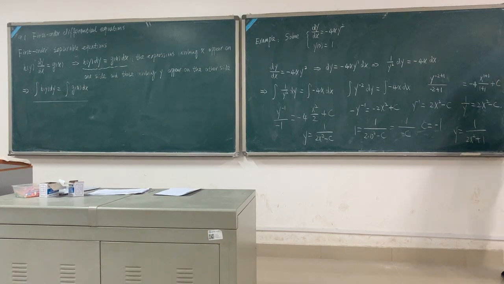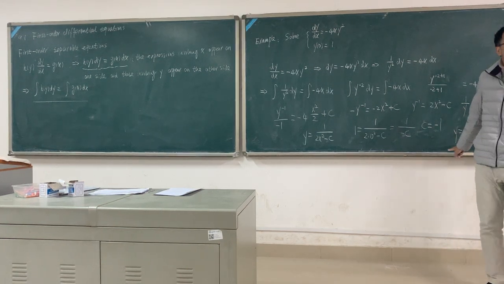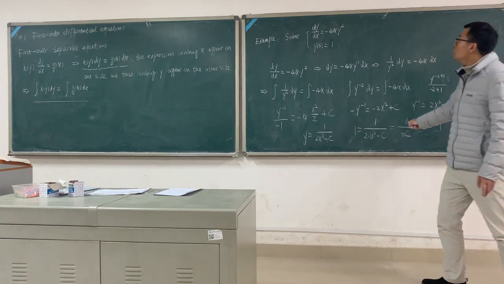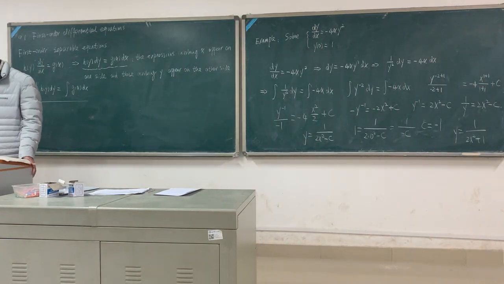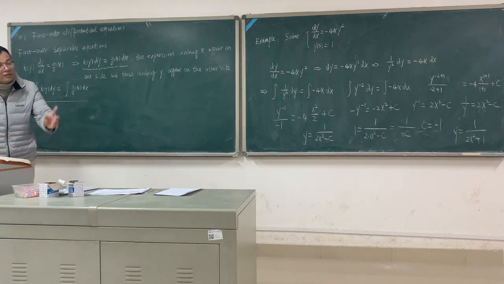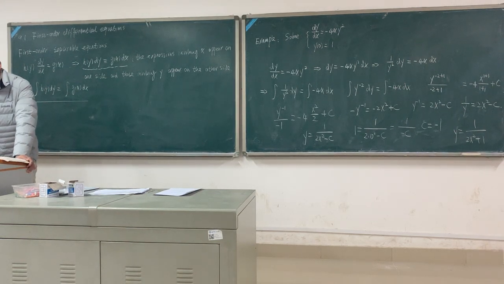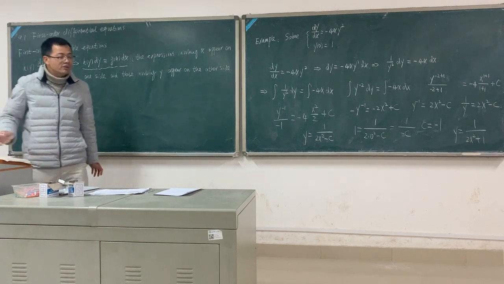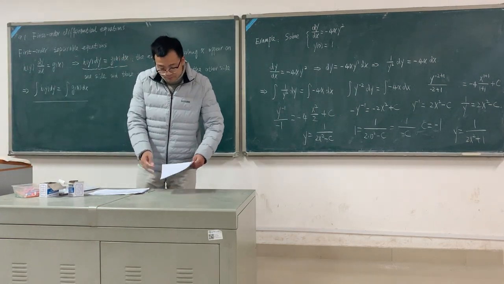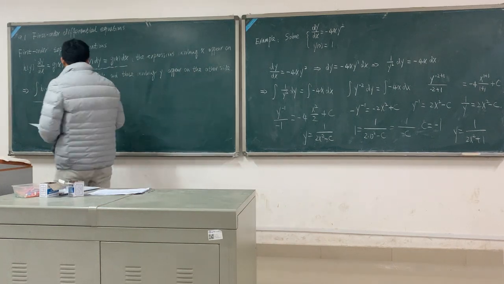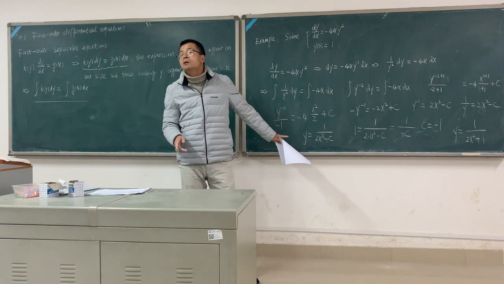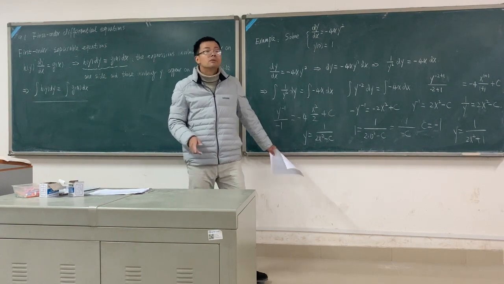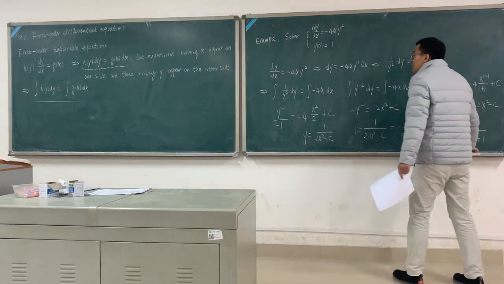So I think this is easy. The separable equation is actually easier than the first kind, the linear equation. So this is the first example. Can you understand here? Yes. Now for the second.